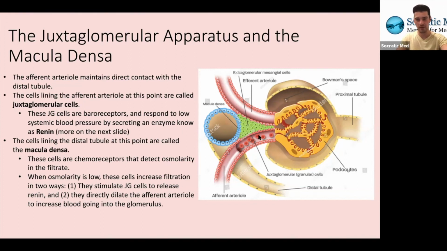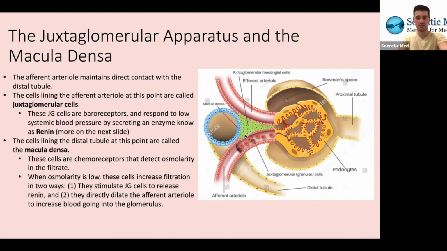But right now we're looking at the juxtaglomerular cells, which are lining this afferent arteriole. So these are baroreceptors, which means they can respond to changes in pressure in your blood vessels. So they specifically respond to low systemic blood pressure, and they actually secrete renin, which, like I said, we're going to talk about on the next slide.